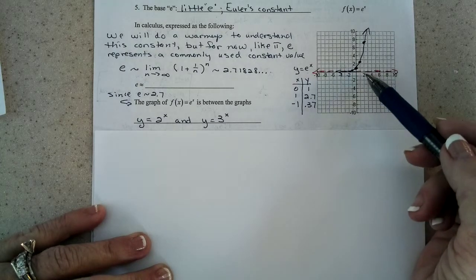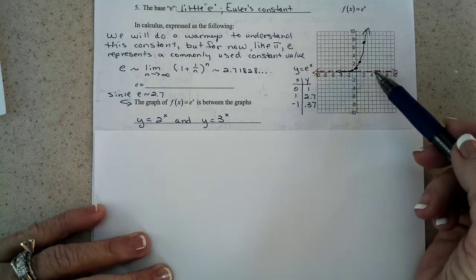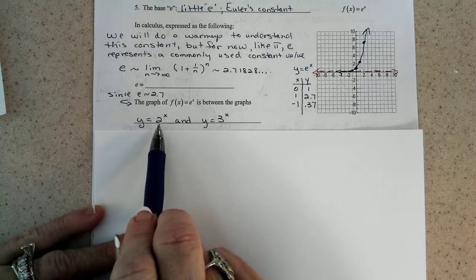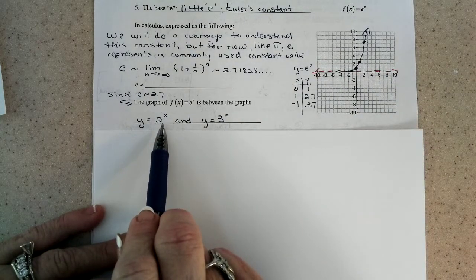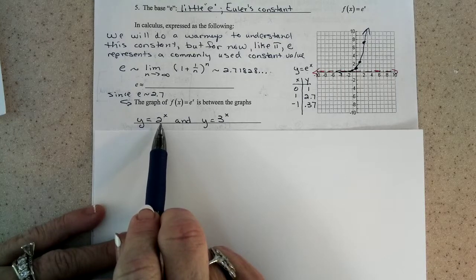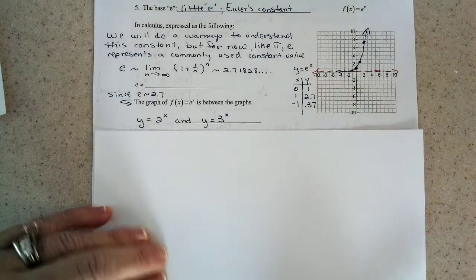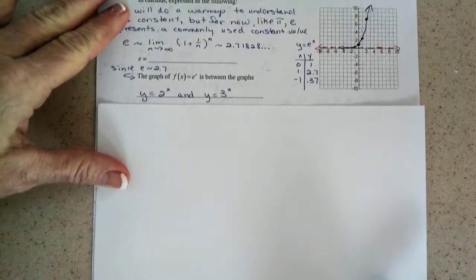It looks similar to what we had before. The difference is it's a little flatter than the first one was, and in fact, if you graphed them on a calculator, it would be between the graphs of y equals 2 to the x and y equals 3 to the x, which makes sense because it's 2.7, which is between 2 and 3.